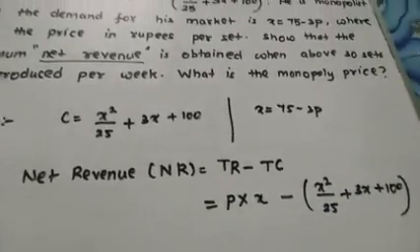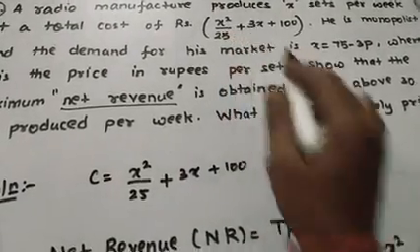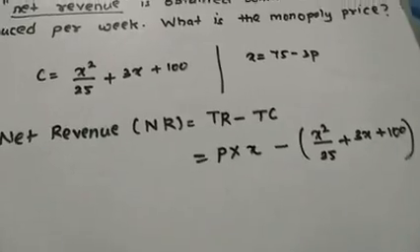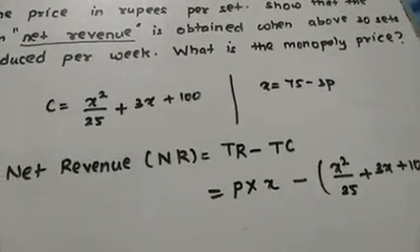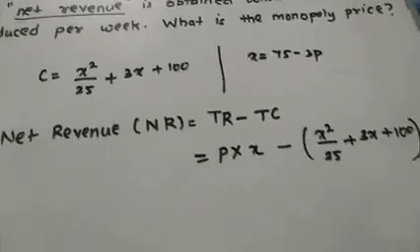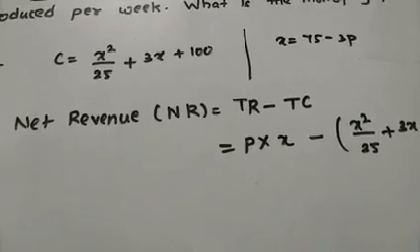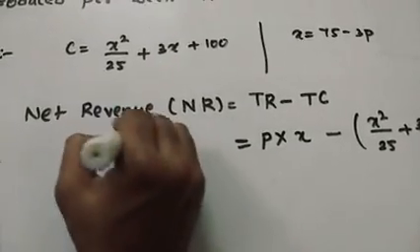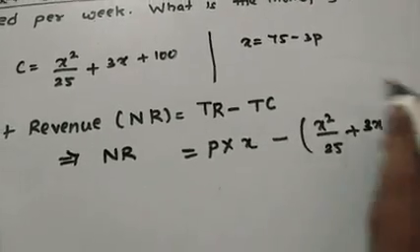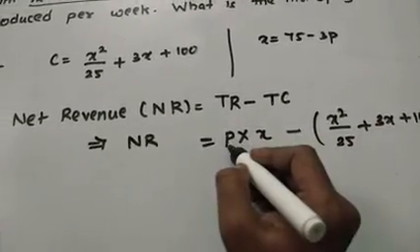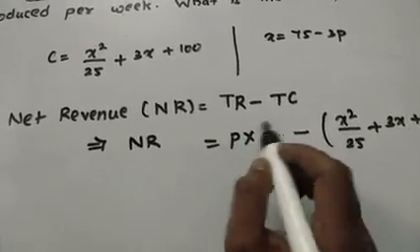Remember one thing I will always say: if your total cost is in the variable of X, then the whole problem will be solved in terms of X. If it is in terms of Q, then the whole question will be solved in terms of Q. So we have to convert this full function in terms of X. Now this side is NR, this bracket term is also X, but here is the P. So we have to find this P value in terms of X only.